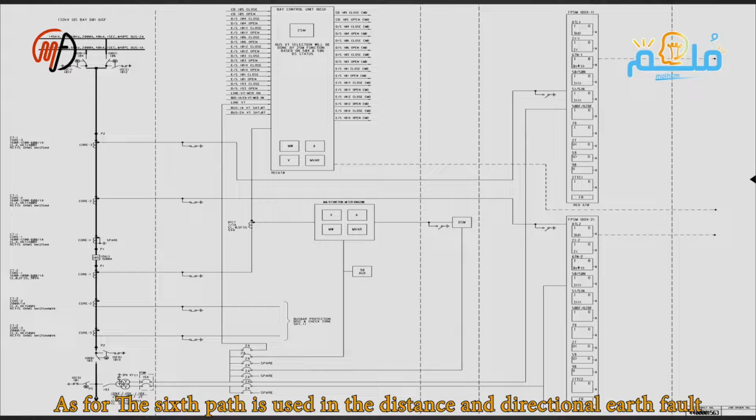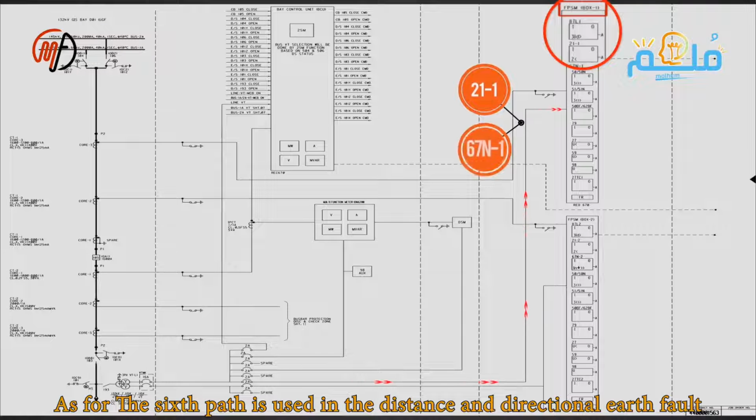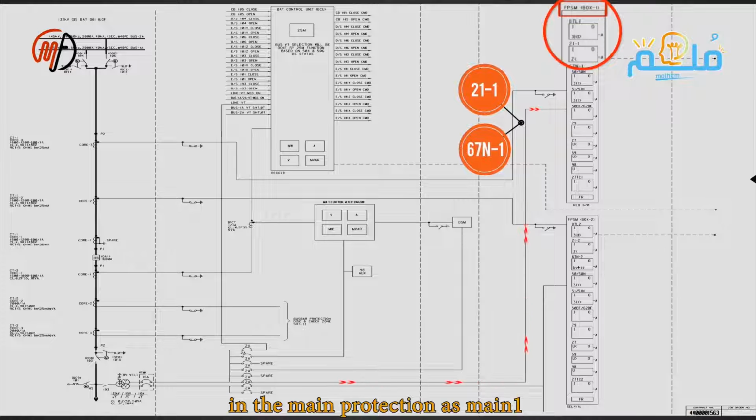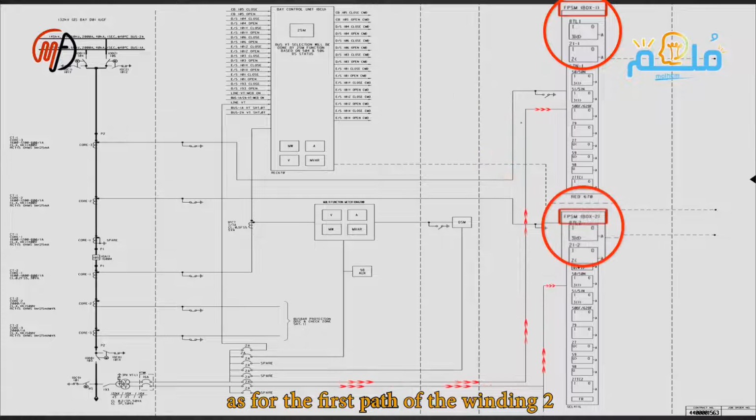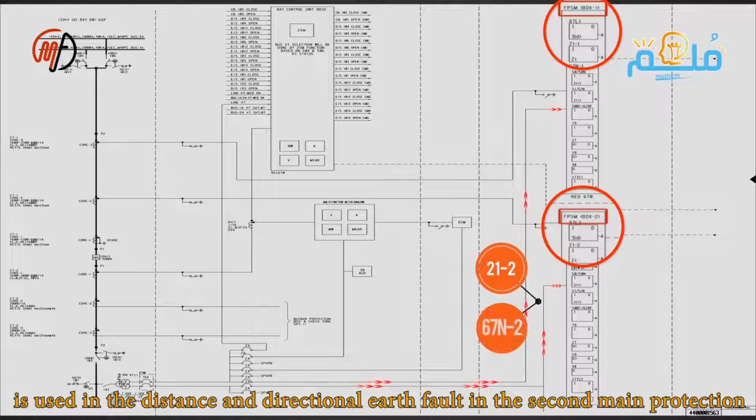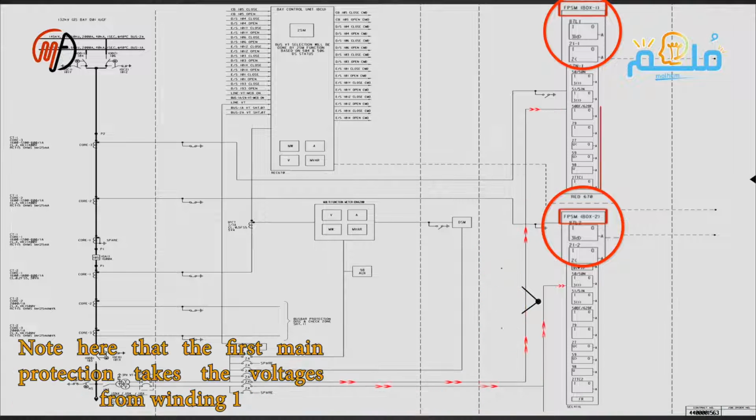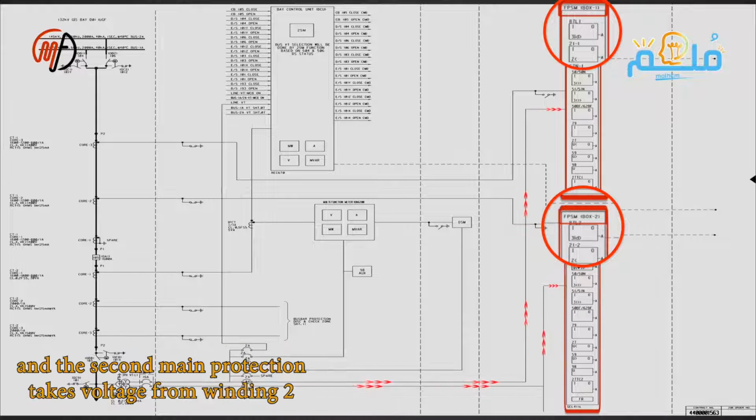The third path is used for distance and directional earth fault protection as the main protection 1. The first path from winding 2 is used for distance and directional earth fault in the second main protection. Here we notice that the first main protection takes the voltage from winding 1, while the second main protection takes the voltage from winding 2.